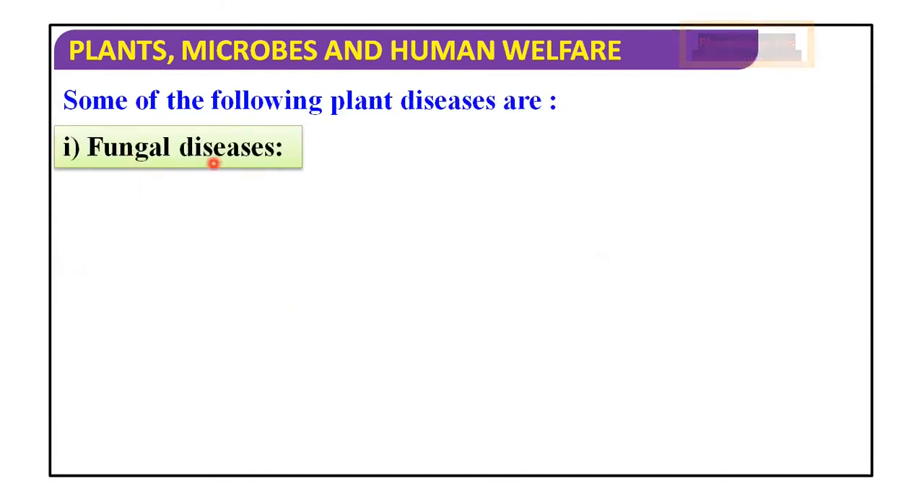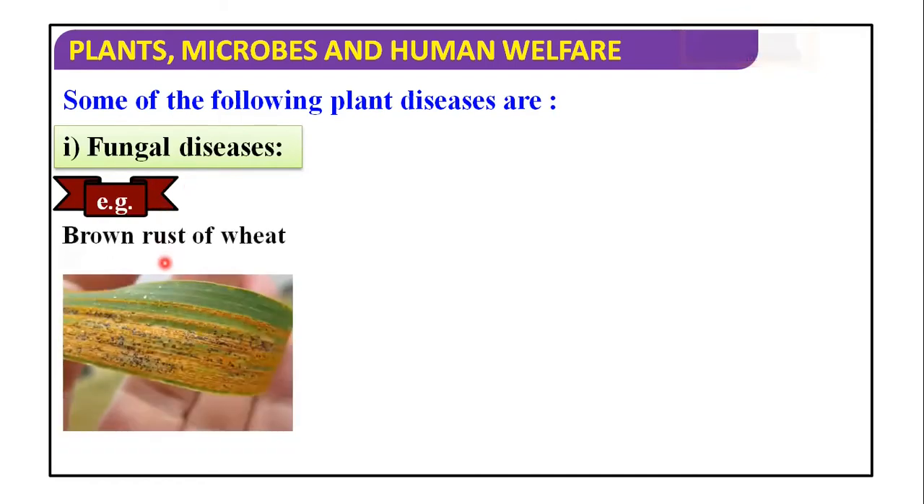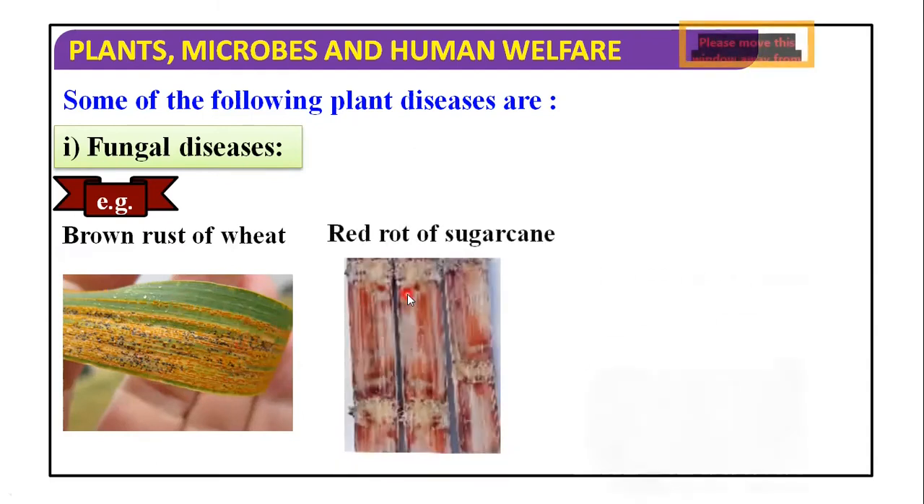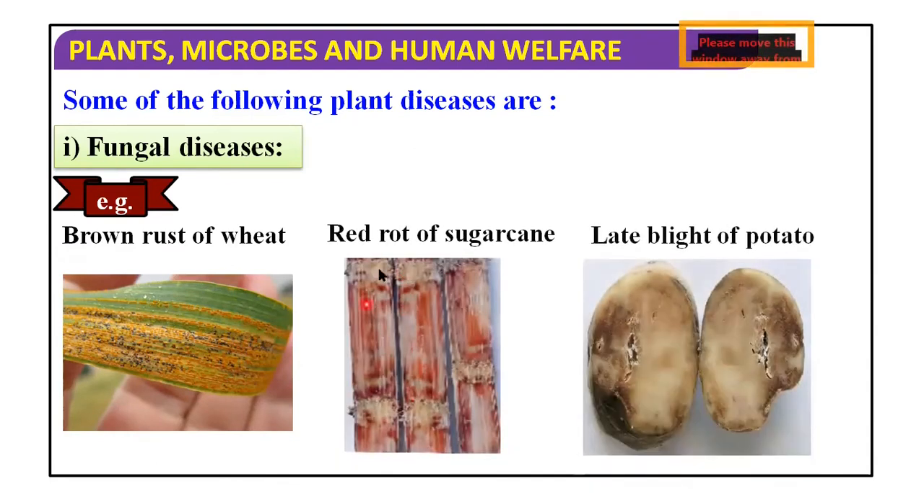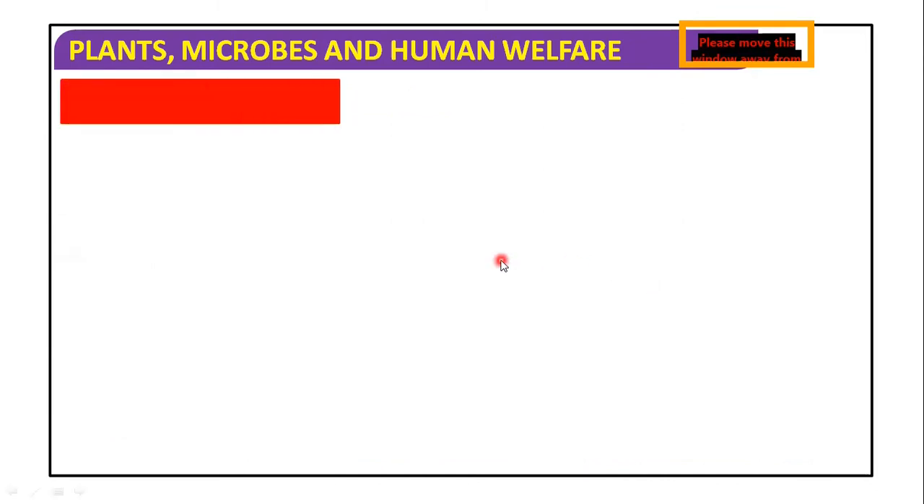Please see the fungal diseases, for example, brown rust of wheat. This is the brown rust which can affect the wheat plant. Now the red rot of sugarcane, this is the red rot disease of sugarcane, and the late blight of the potato plant. This is the dark spot which is caused by late blight of the potato plant.